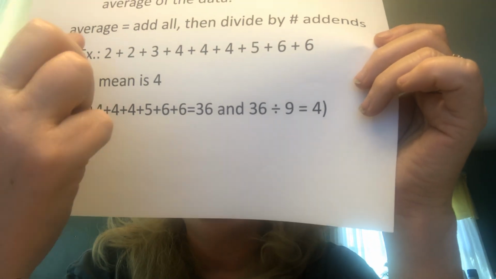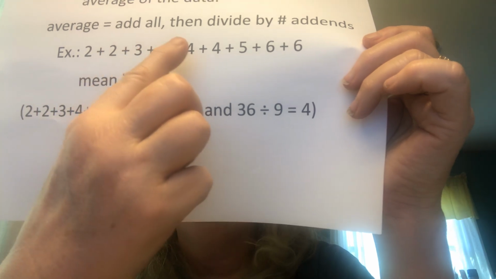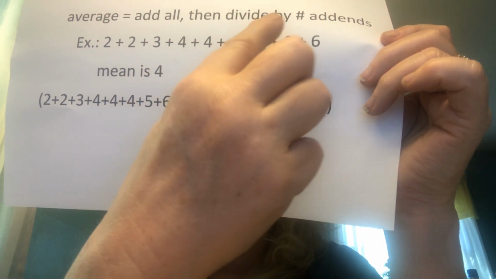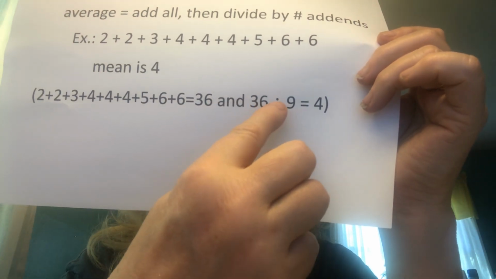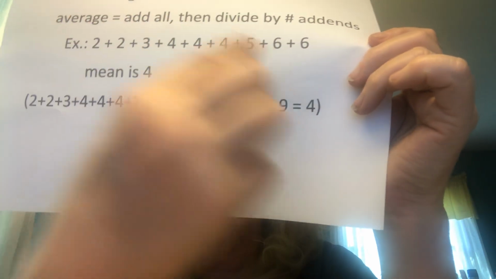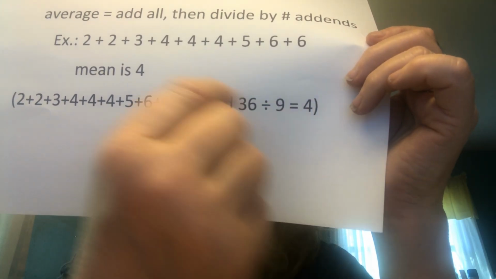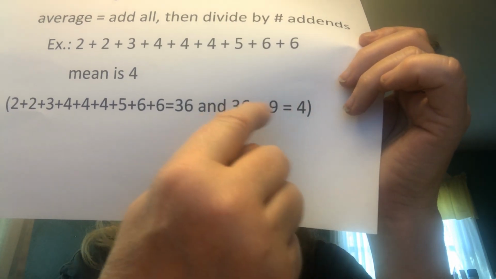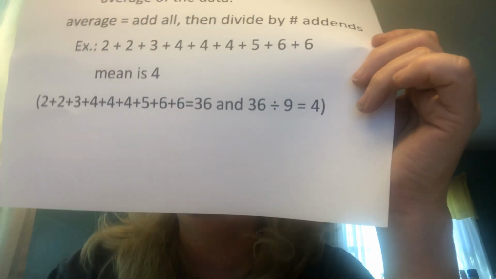Now you have to count how many items there are. 1, 2, 3, 4, 5, 6, 7, 8, 9. So I'm going to take my answer of 36 and divide it by 9 because I have 9 items. And 36 divided by 9 is 4. And we know that from our related multiplication fact. 4 times 9 equals 36. So our mean is also 4 for this set.